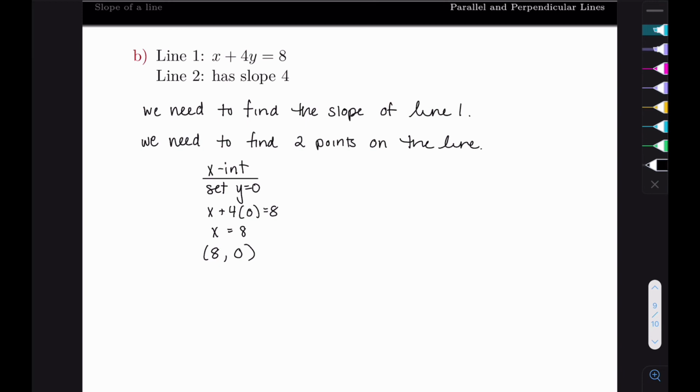If we find the y-intercept, we go ahead and set x equal to 0. And that gives us 0 plus 4y is 8. So 4y equals 8. And dividing by 4 gives us y is equal to 2. So another point on our line is 0, 2. Okay. So now we can find the slope of line 1.